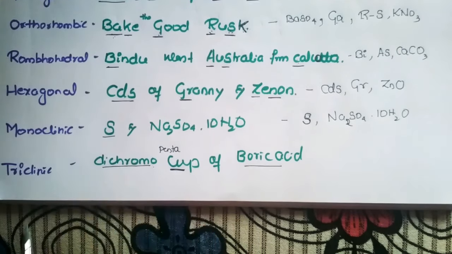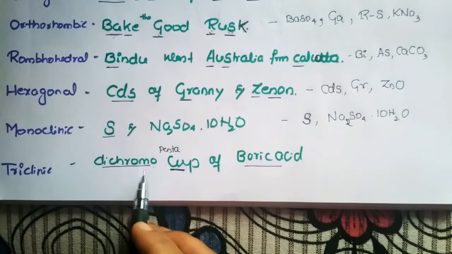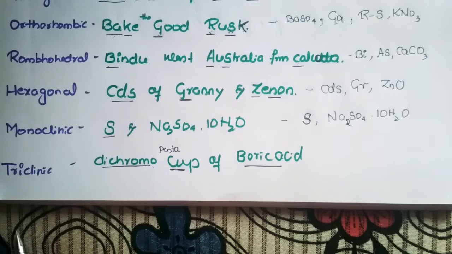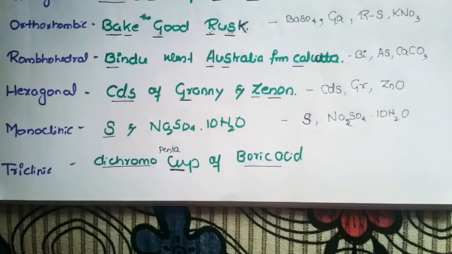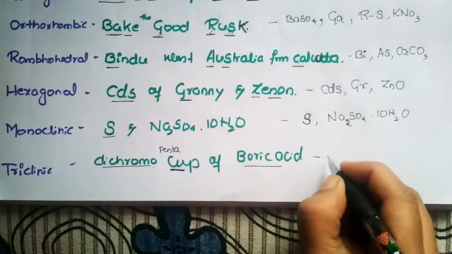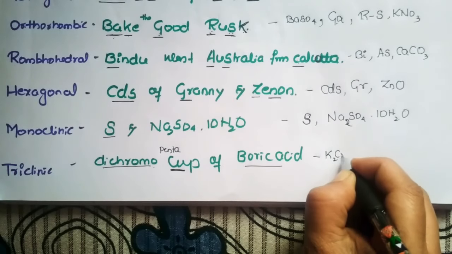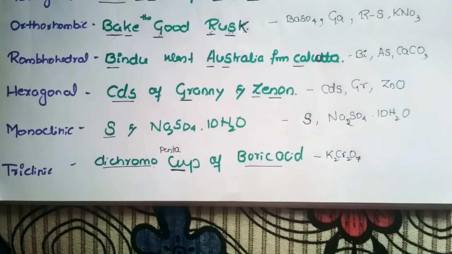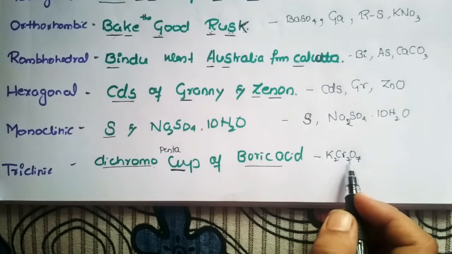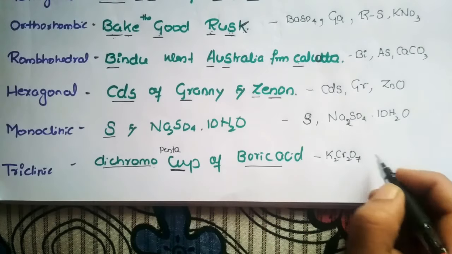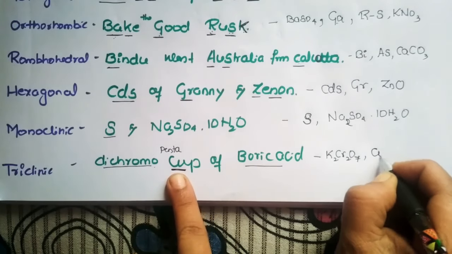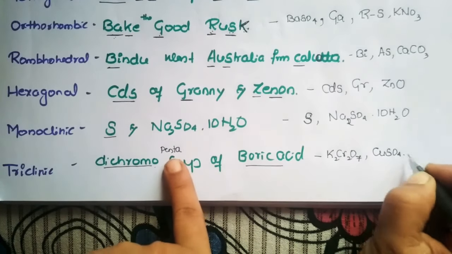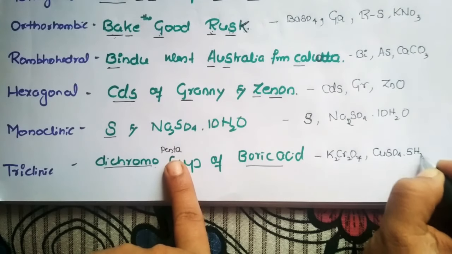So the last one is triclinic. For this the short way is "Dichromo-pentacup of boric acid." Here dichromo means, you remember, potassium dichromate. Dichromo, that is K2Cr2O7, potassium dichromate. Pentacup means cup, Cu means copper sulfate. Penta means 5 water molecules we have.